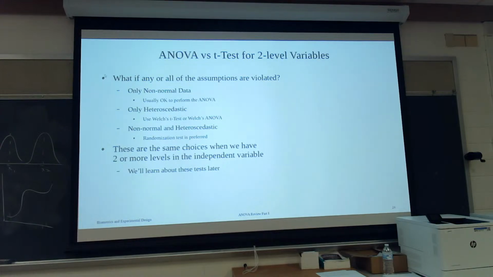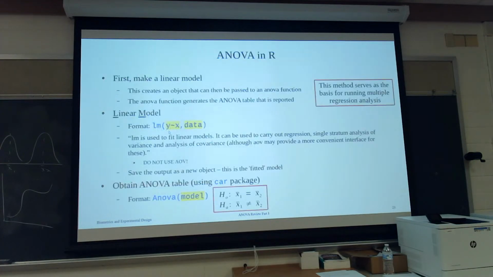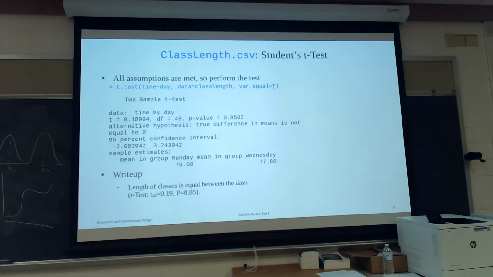So what happens if we violate any of these assumptions? If our data are non-normal, we're usually okay to continue with an ANOVA. It's usually robust enough, unless it's really non-normal, then you probably want to see about fixing it or choosing a different test. If we have unequal variances, then what you're going to do is a Welch's t-test or a Welch's ANOVA. I'm going to show you how to do Welch's ANOVA a little bit later. Welch's t-test is as simple as changing this: var.equal equals F. That's all you need to do, and that does a Welch's t-test.